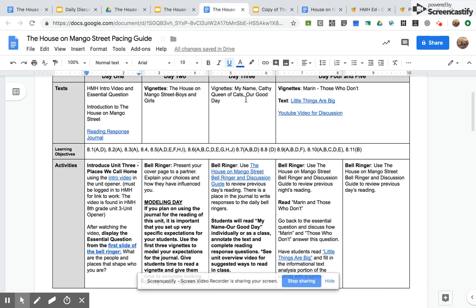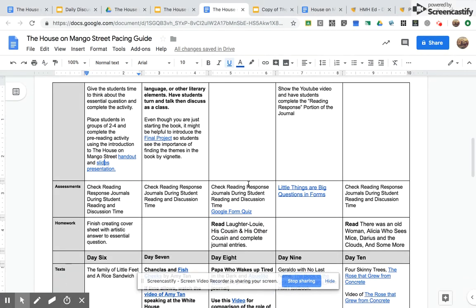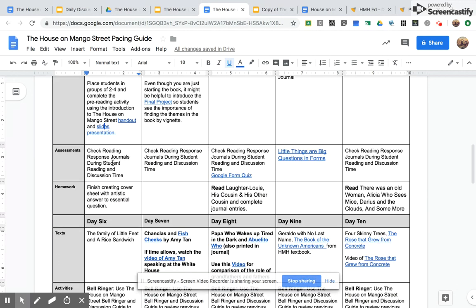This pacing guide, though, is to help you get through the book in 3 weeks. However, that does include having the students read some on their own for homework, okay? Now, sometimes you'll see in assessments, like for this one, there's a Google Form quiz. If you click on this, it'll take you to a Google Form where you will just put that in your Google Classroom, and it'll grade it automatically for you. And these are just like comprehension checks.